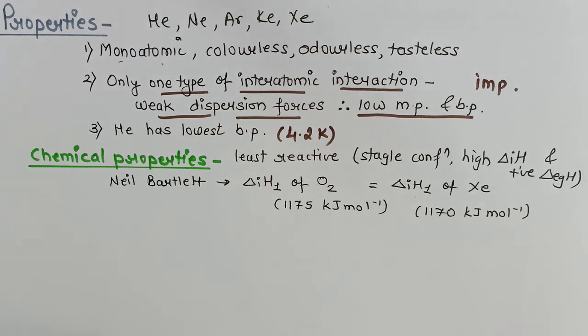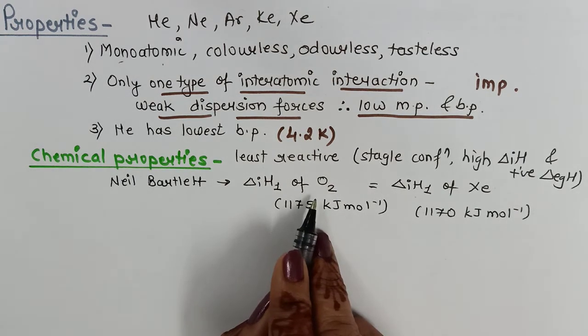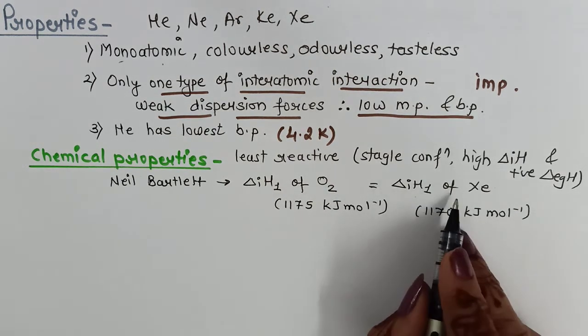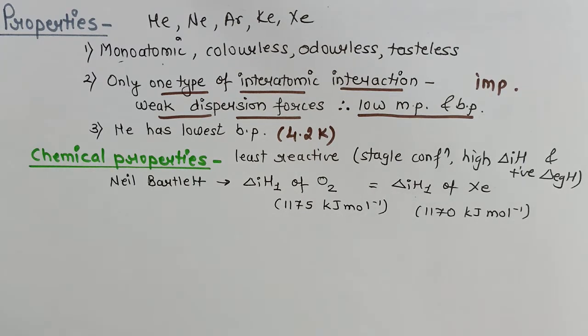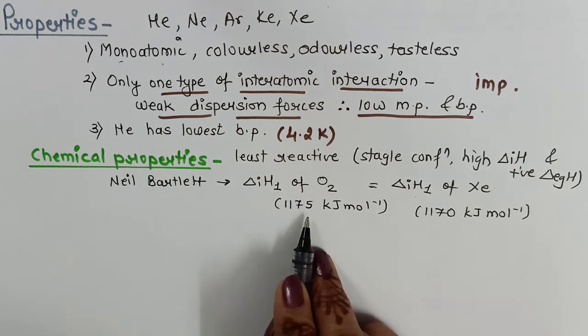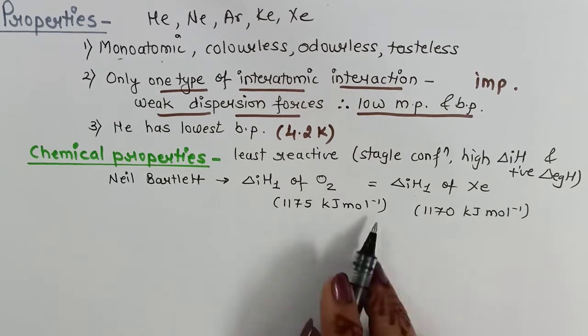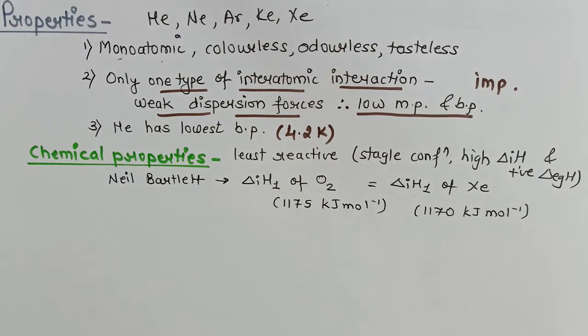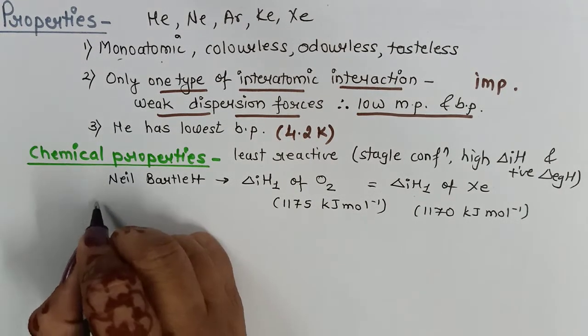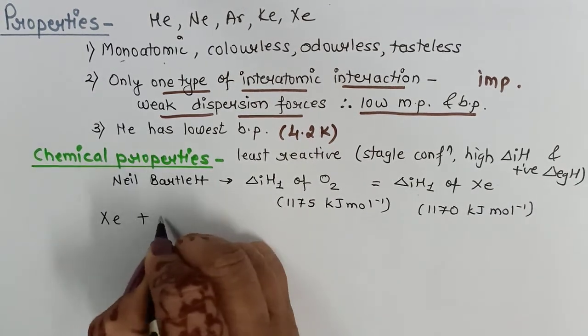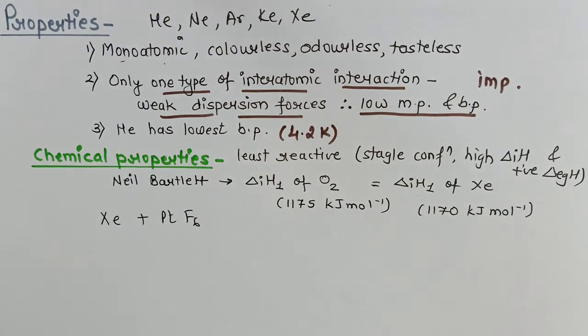It was actually Neil Bartlett who observed that the first ionization enthalpy of oxygen is near about equal to the first ionization enthalpy of xenon. First IP of oxygen is 1175 kilojoule mole inverse and that of xenon is 1170 kilojoule mole inverse. So when this very important observation was made, Neil Bartlett tried to prepare the compound of xenon and platinum hexafluoride. By doing this, he got compounds of xenon.